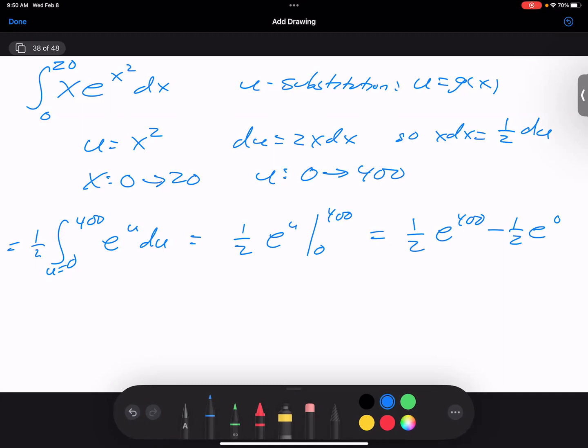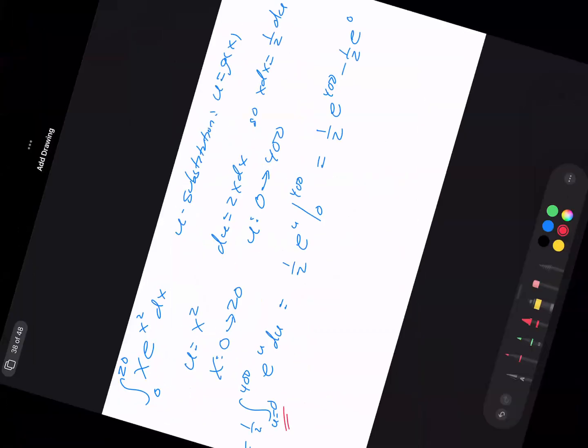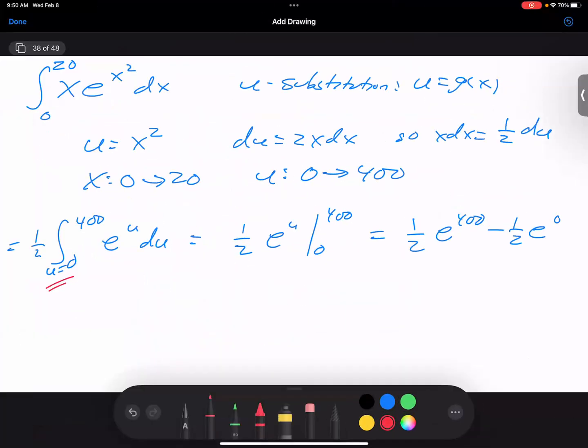You don't have to put u equals down here. You could just go from 0 to 400. I like putting the u to remind myself I've changed variables.